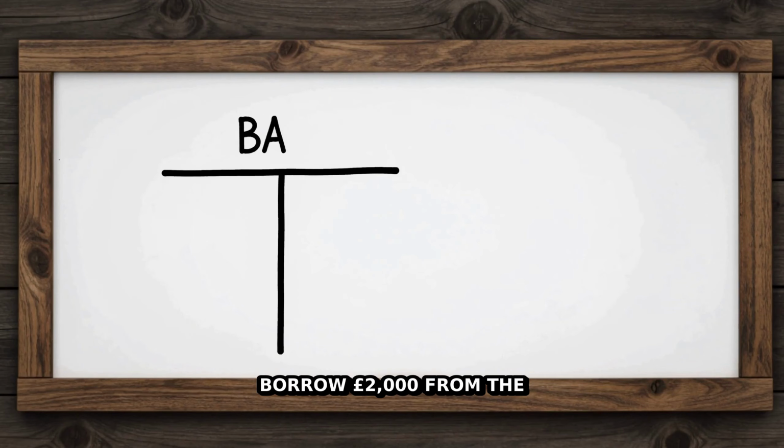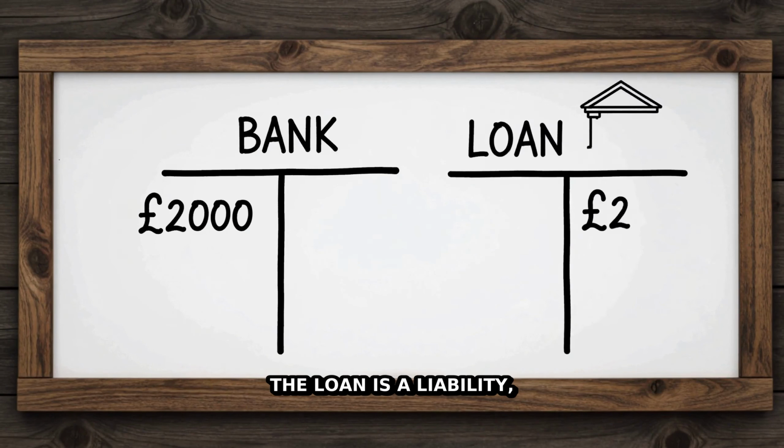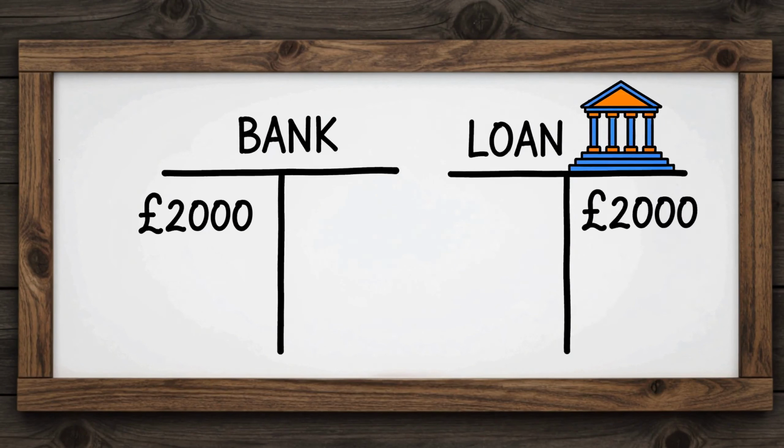Borrow £2,000 from the bank. Cash arrives, so debit bank. The loan is a liability, so credit the loan account.